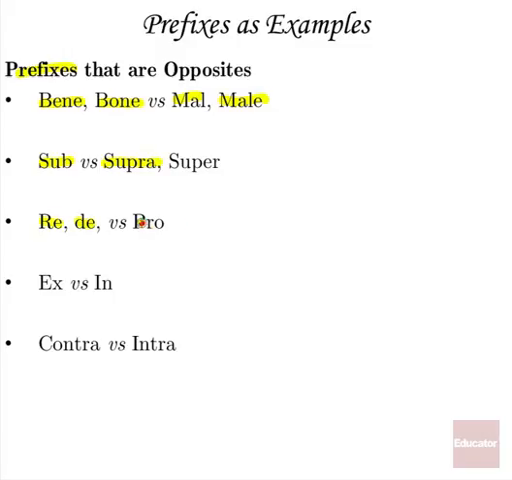Re and de versus pro. Remember, if I project something, it's going forward. If I reject something, it's coming back, or being thrown out, or going back. Ex, if you exit a building, you're going out. If you inject something into your body, it's coming in. Finally, we got contra and intra. If you contradict yourself, it means you are literally speaking against yourself. Intra means within. So if you have an intranet, you're not talking about the internet, which is very big. You're talking about something that's a little bit smaller.